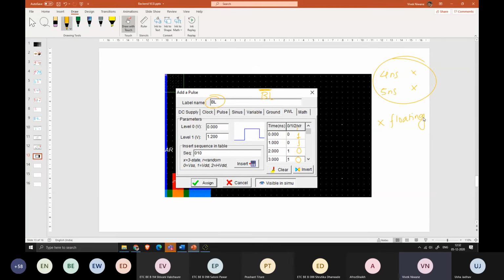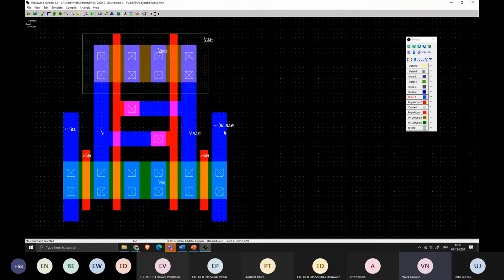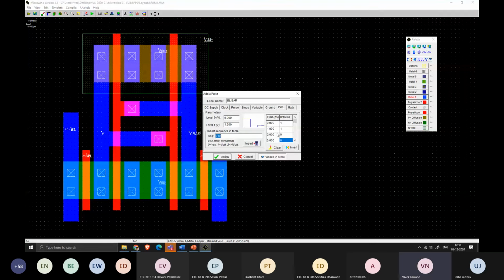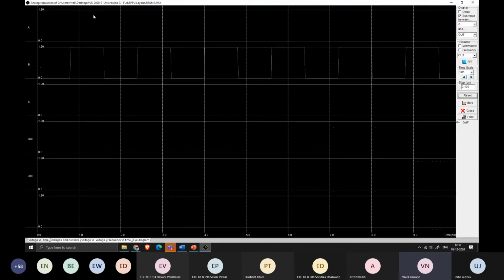Okay, we will check whether we have really done this for applying BL bar in our layout. Cancel and let us go for BL bar. Okay, see, 1 1 0 0 and afterwards floating is kept. Now let us try to simulate our design and see what really happens. I will explain the simulation result.